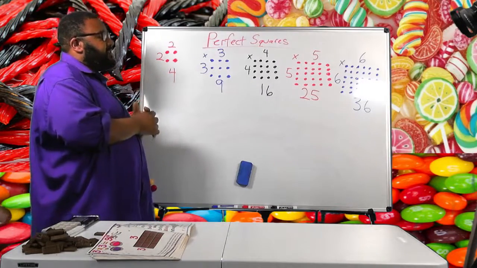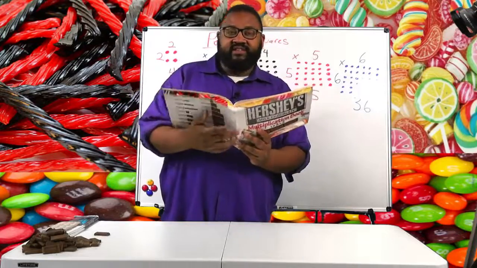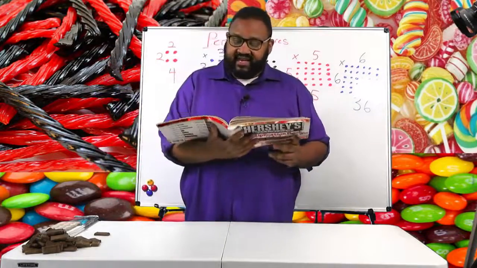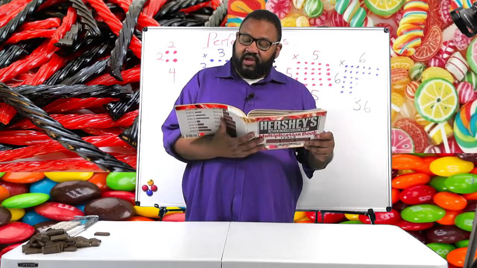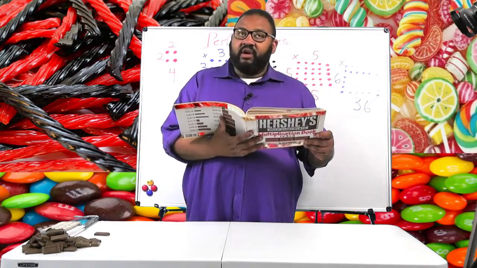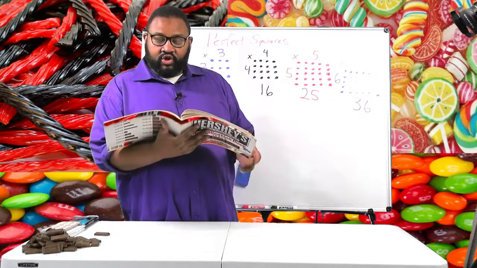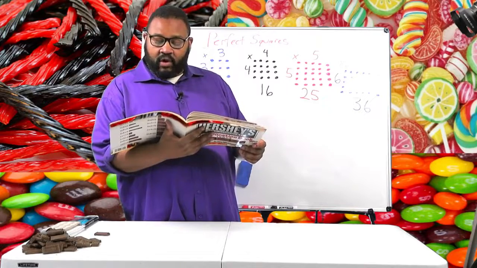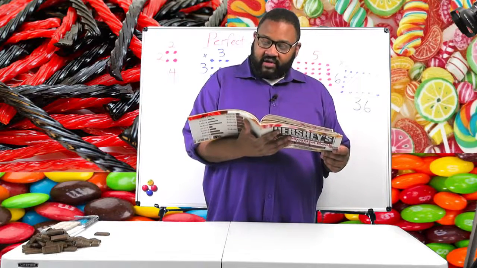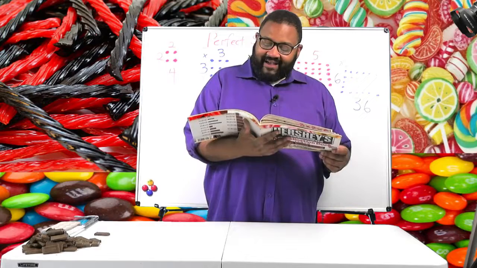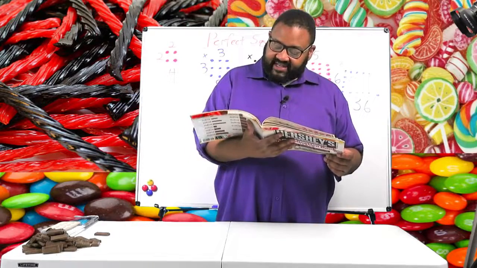All right, I'm going to stop right there with 6, but I will read the rest for you, and it says square numbers. And it says, Hershey milk chocolate bar is shaped like a rectangle, but the answers shown below are square numbers. Hershey's chocolate. 1 times 1 equals 1. 2 times 2 equals 4. 3 times 3 equals 9. 4 times 4 equals 16. 5 times 5 equals 25. 6 times 6 equals 36.